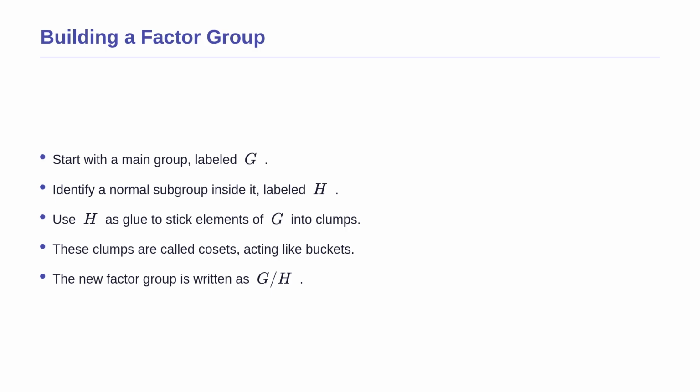Now that we understand the intuitive idea, let us look at the mathematical building blocks required to make this happen. To build a factor group, we start with a main group, which we will call G. Inside this group, we need a special kind of subcollection called a normal subgroup, which we will call H. We use this normal subgroup as our glue to stick elements of G together into clumps. These clumps are mathematically called cosets, which are just shifted copies of the subgroup. The factor group, written as G over H, is the brand new group where the elements are actually these entire cosets, acting like buckets that we can add or multiply.